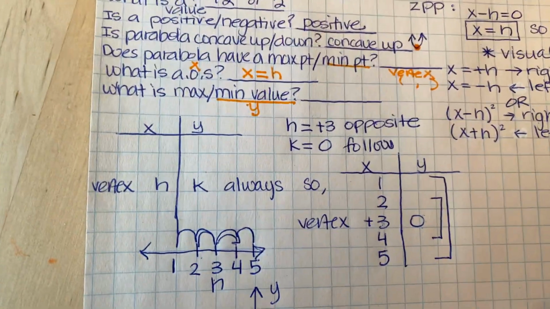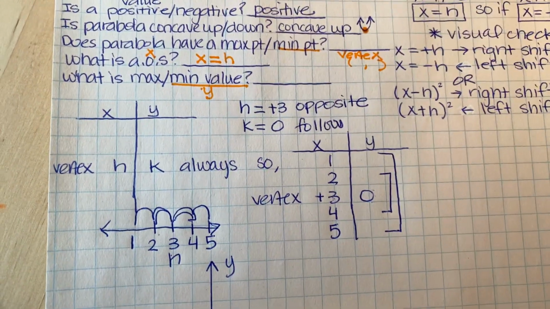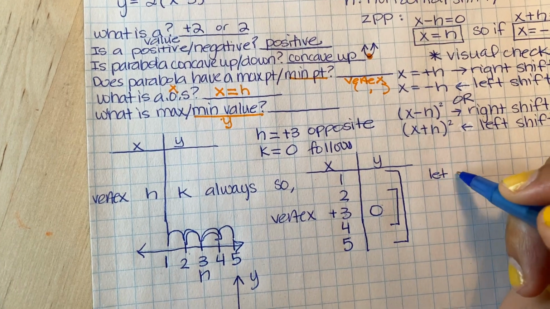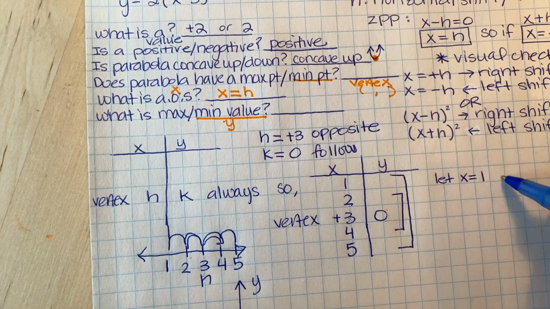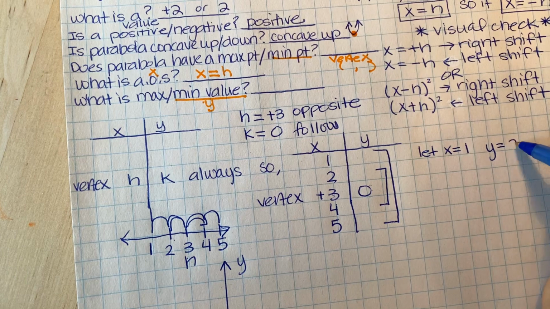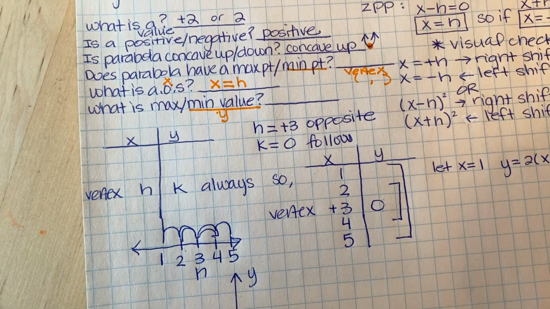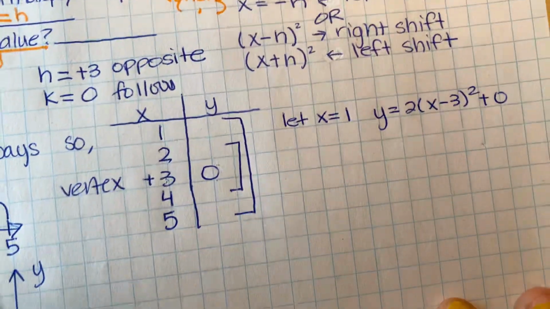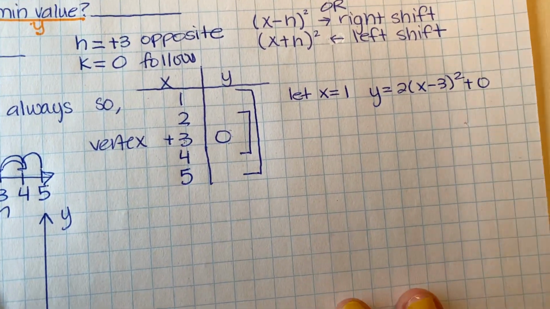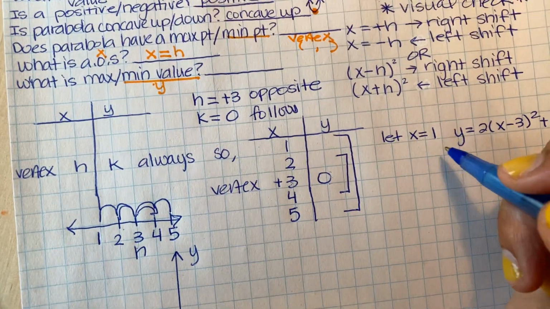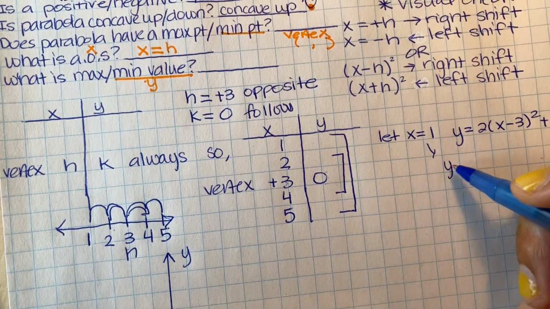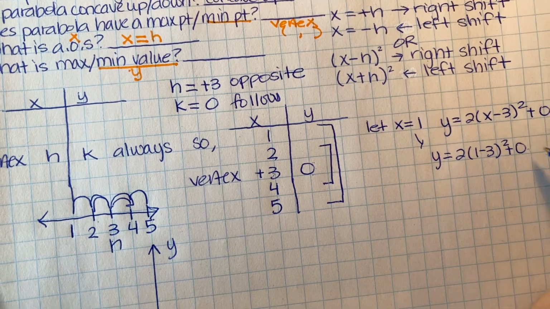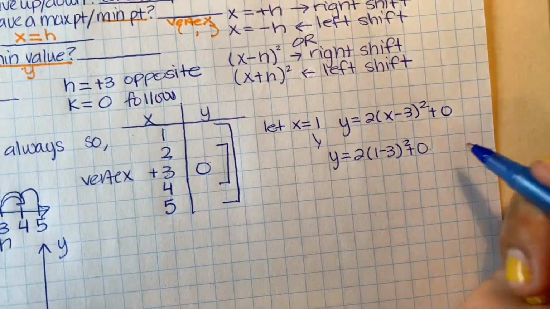Okay, so let's solve. Let's input. Let us put x is equal to 1. And remember, the original equation is y equals 2 times (x minus 3) squared. There is a plus 0 here, but I just kind of copied it, so I have it written once so I don't accidentally screw it up. All right, so we're going to let x equal 1. So y is equal to 2 times (1 minus 3) squared. And if you want to write the plus 0 or you don't, it's up to you.